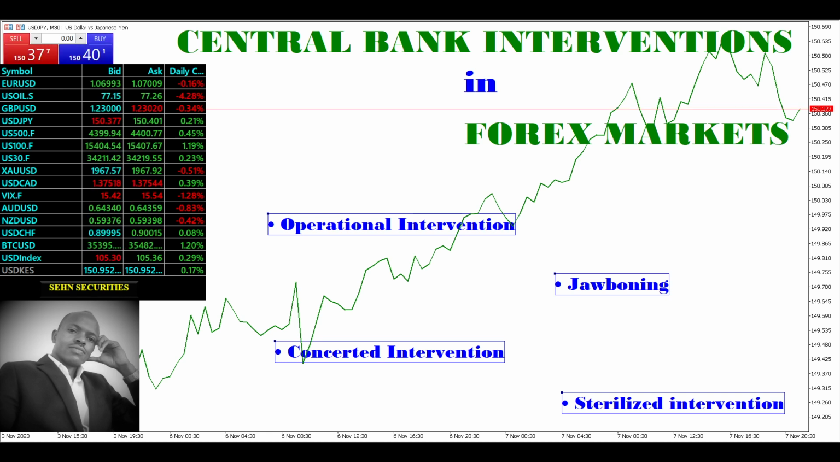If you are a forex trader, you have to bear in mind that when central banks intervene in the forex market, moves are usually extremely volatile. Therefore, it is important to set an appropriate risk to reward ratio and, more critically, to use prudent risk management.